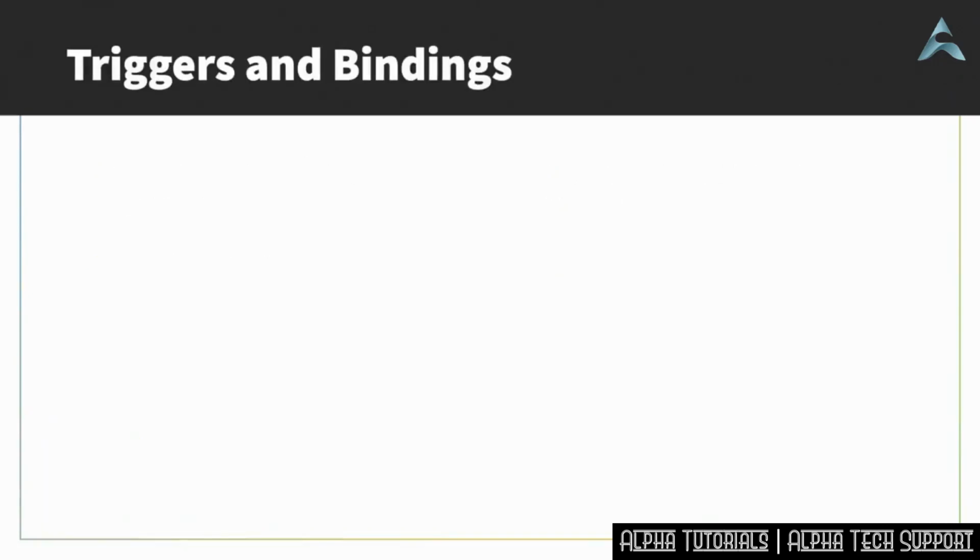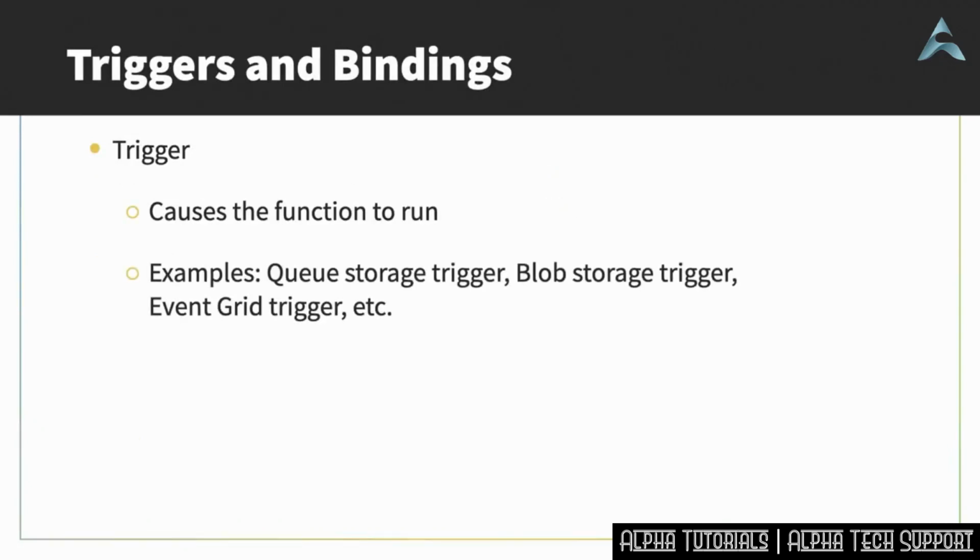Just a last slide here about triggers and bindings. So yeah, we have triggers. Triggers is what causes the function to run. Some examples would be a storage queue trigger. So, there's a new message on that storage queue. Then, my function needs to run.